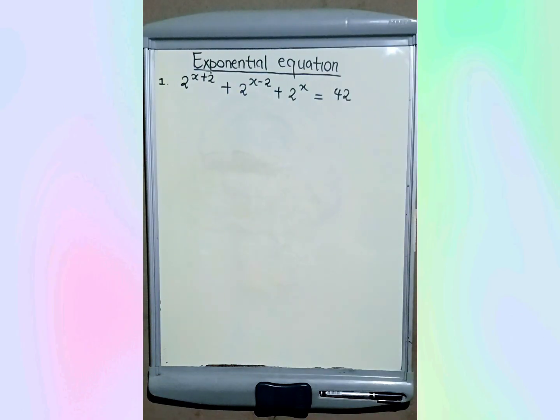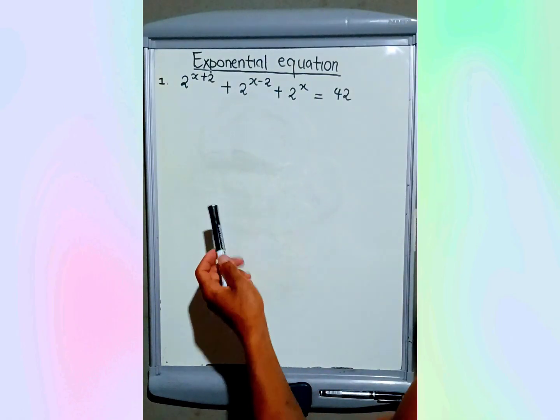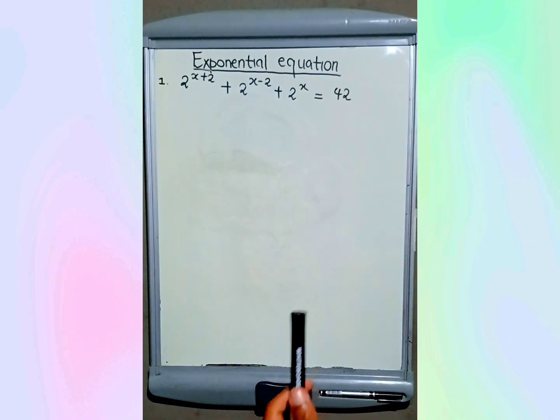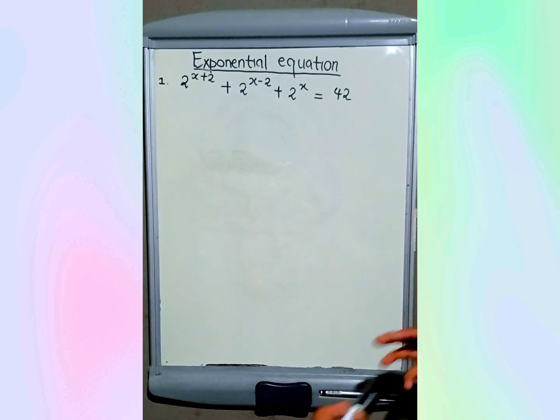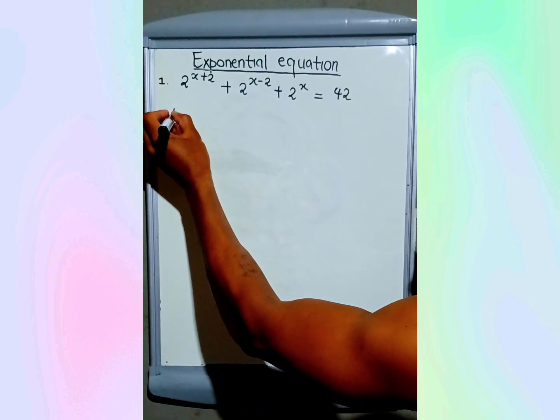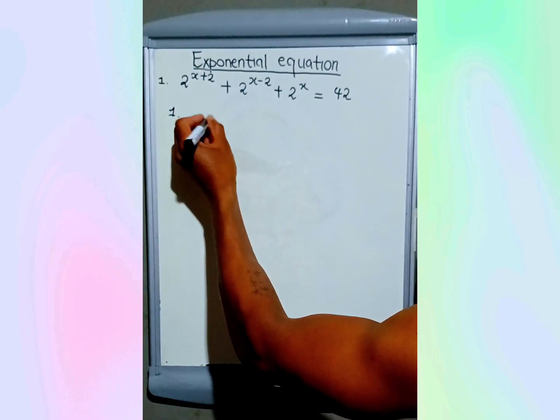As you see here, we have 2 raised to x plus 2, plus 2 raised to x minus 2, plus 2 raised to x, is equal to 42. Therefore the first rule that is important, grade 11, is to go and check the base. You need to check the base on the sum, that the base contains the first 4 prime numbers. It's very important to take note.